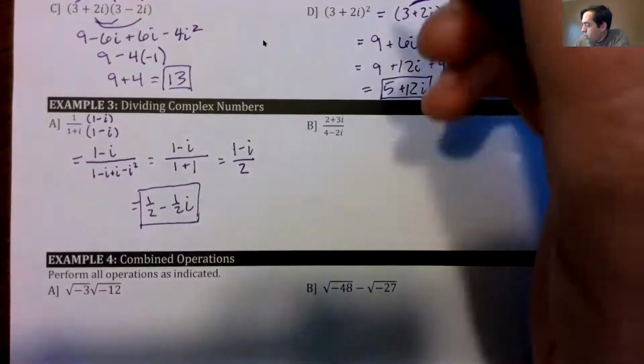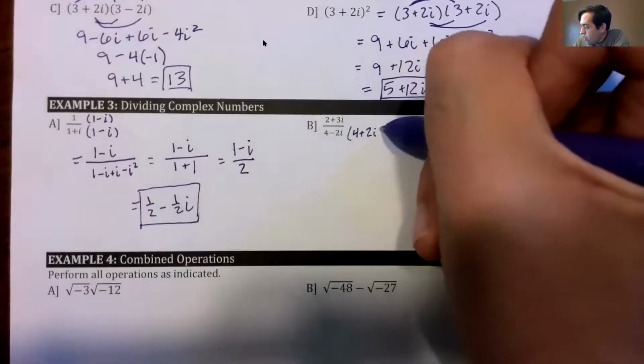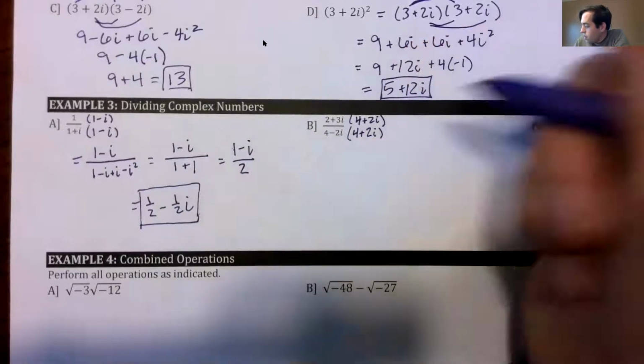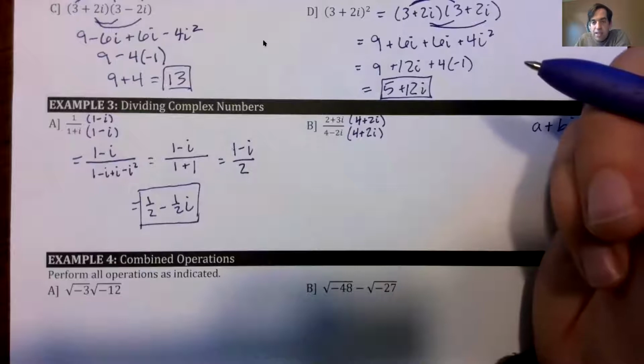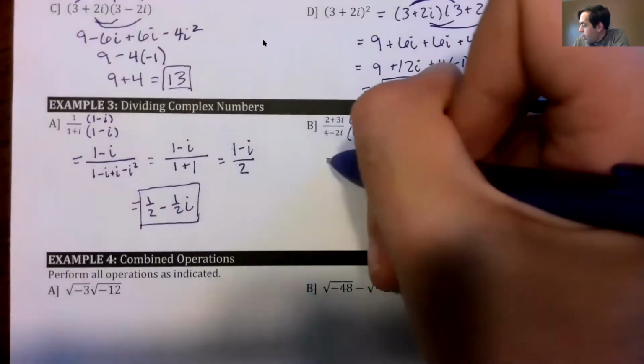So for letter B, we're going to multiply by the conjugate pair of the denominator because that's where we're trying to get rid of the i. We're going to multiply by the same thing on top and the bottom so that it cancels out and leaves us with the same as the original. And let's see what we get.